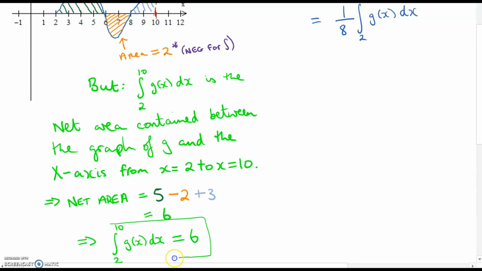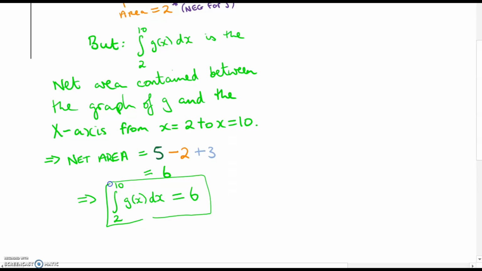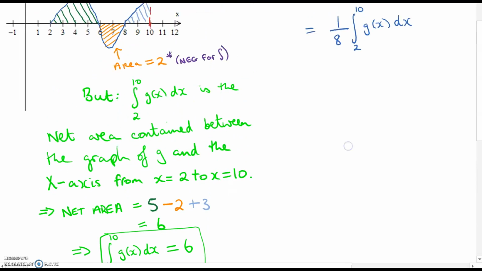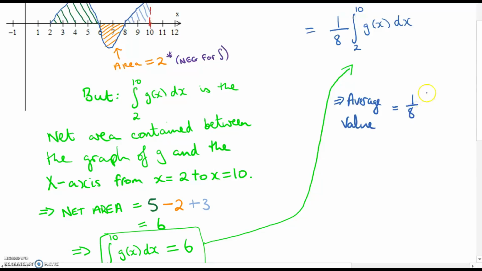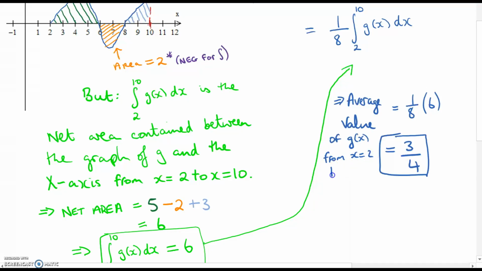We're going to bring that fact back over here. And that's going to mean that the average value is going to be equal to 1/8 of 6. 6 over 8, or 3/4, and that's our answer. That's the average value of g of x from x equals 2 to x equals 10.